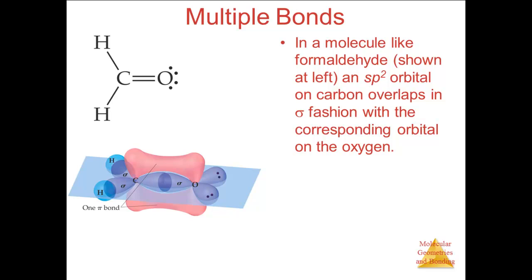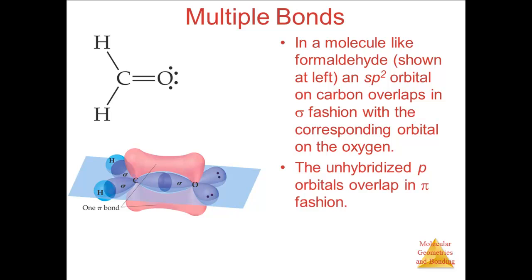Here is an example. In formaldehyde, methanaldehyde, the 3 electron domains tell us we have sp2 hybridized carbon. One of the hybrids overlaps with an sp2 hybrid on the oxygen atom, which also has 3 domains, to form a sigma bond. The other 2 hybrids overlap with hydrogen 1s orbitals to make sigma bonds with the hydrogen atoms. The unhybridized p orbitals on the carbon and the oxygen overlap to form a pi bond.